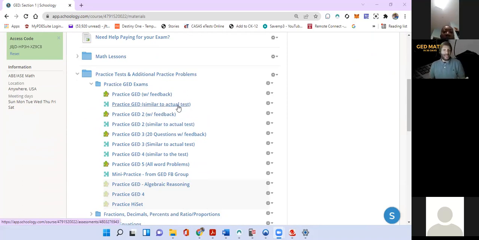The second is similar to actual tests, just like the GED. You can use your calculator, but you won't get feedback on any mistakes you make. It is almost to get you ready for the exam. So I would recommend doing the feedback problems first, and then when you think you're ready, take the similar to actual tests, just to see what you have to focus on. Okay.